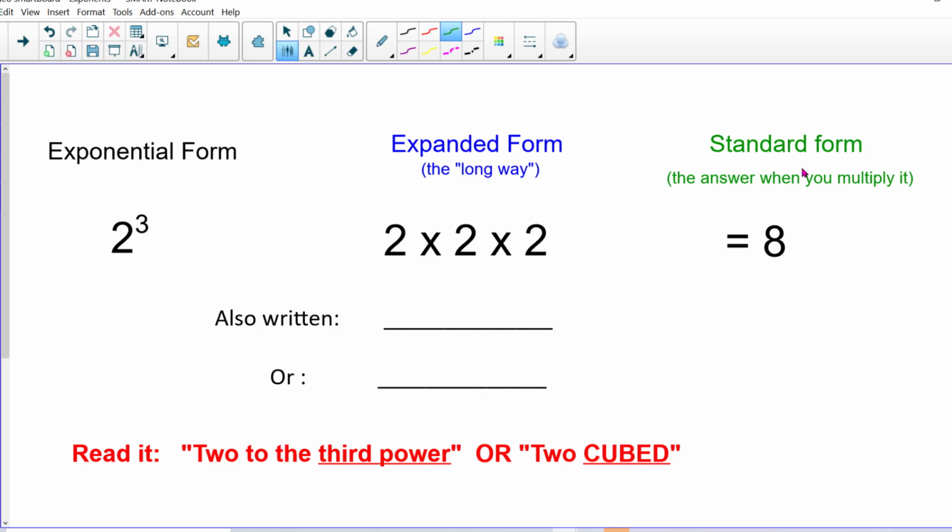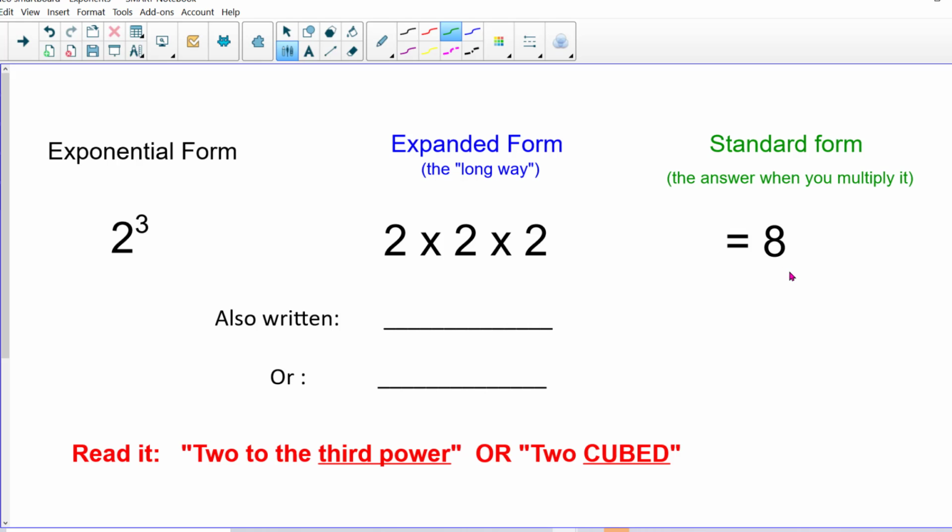And lastly, we have standard form, which is really just the answer when you multiply it out. So here we have 2 to the third power, which, again, written in expanded form, means I'm taking the base number 2, writing it 3 times, and then multiplying that together. So 2 times 2 is 4. 4 times 2 is 8. So the standard form is 8.